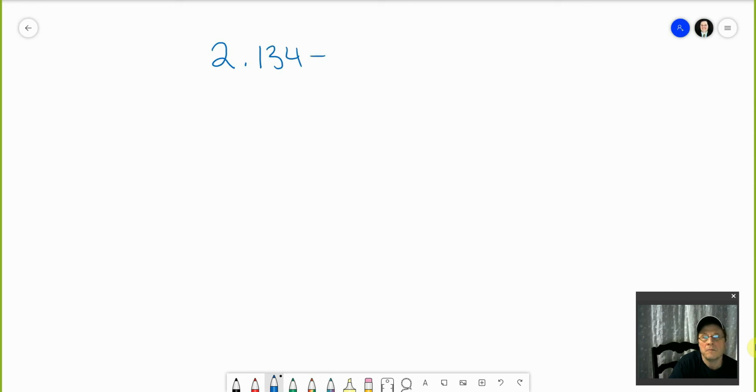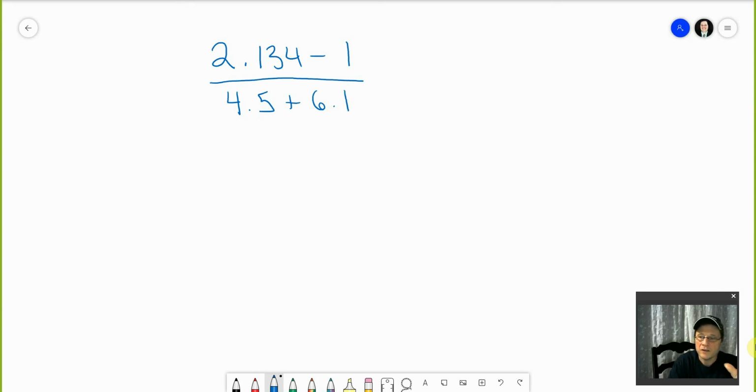2.134 minus 1 divided by 4.5 plus 6.1. In algebra, where would your mind go first? What are we told to do first? Brackets, right? We don't have any brackets. What's next? Exponents. We don't have any exponents. What's next? Multiplication and division as they appear.